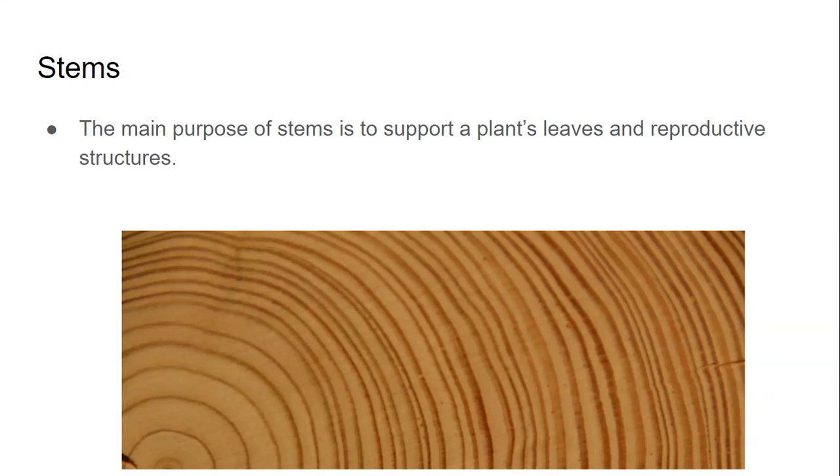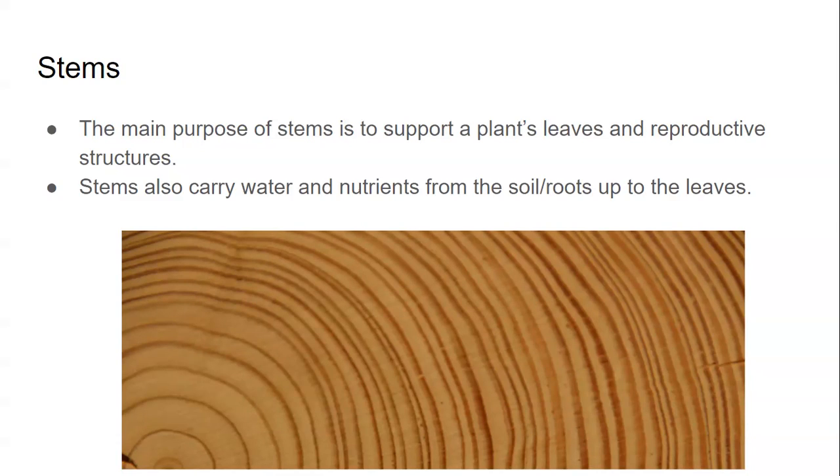And then finally, we have the stem. So the main purpose of the stem is to support a plant's leaves and reproductive structures. So if leaves are where photosynthesis is occurring, well, they need to be able to somehow reach up to the sun. If you are a small plant at the bottom of a forest, it makes it a little bit more difficult. So stems are what enable the leaves to reach the sunlight that they need. Stems also are important for carrying water and nutrients from the soil and roots up to the leaves.